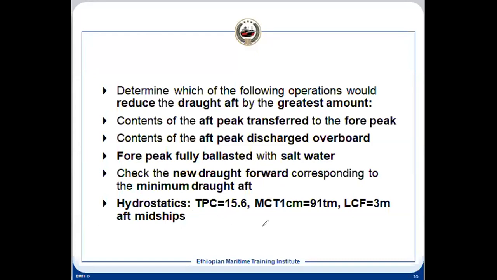And hydrostatic data we have given, TPC is given to us. These all data are given for the vessel always. The MCT, there is a curve, we'll see that curve, it is in your syllabus. MCT is given, LCF is given. So how will you approach this problem?